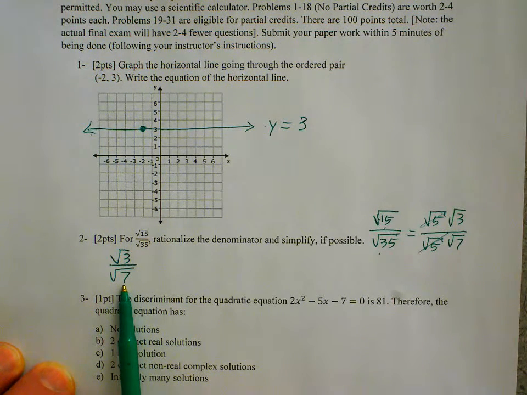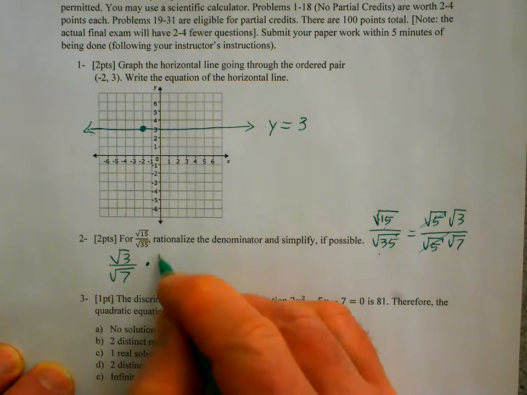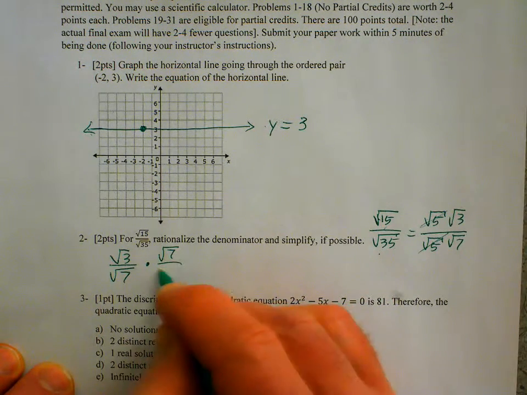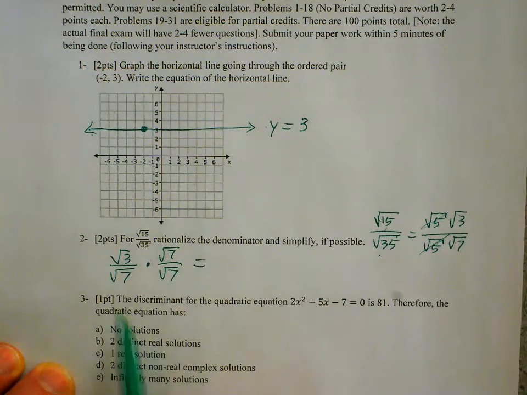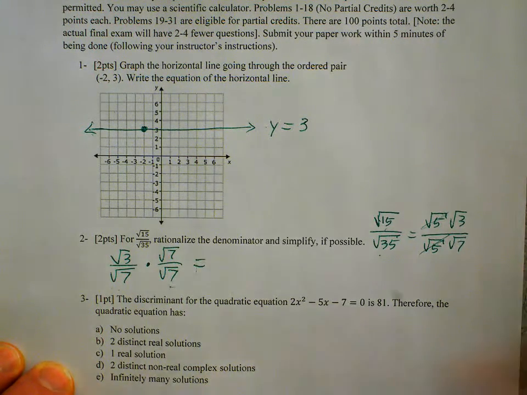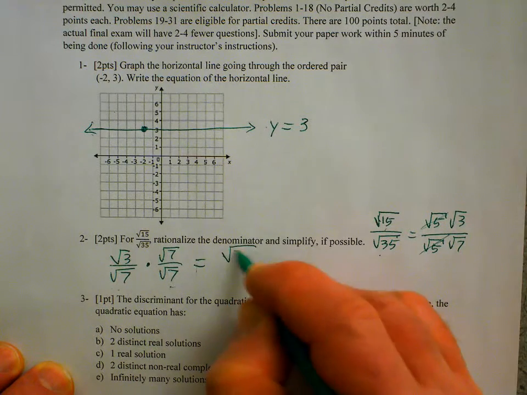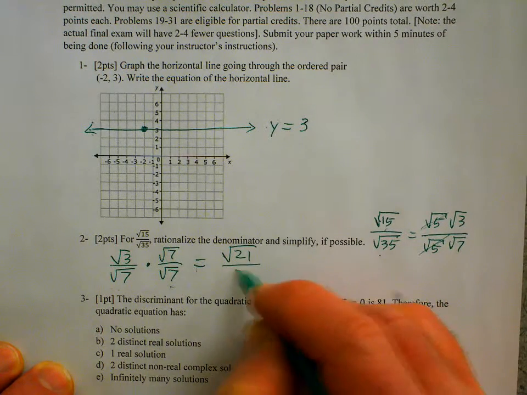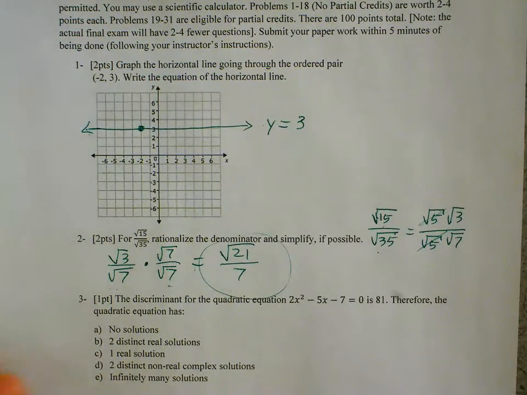What we do is we multiply by 1 in the form square root of 7 over the square root of 7, because we want to get rid of the square root in the denominator. We're multiplying by 1, so we're not changing the value. And so we'll just end up with the square root of 21 divided by 7. So that is the simplified answer for that one.